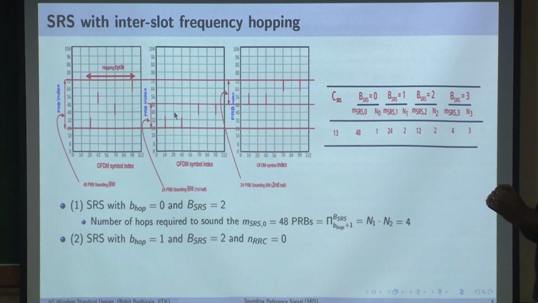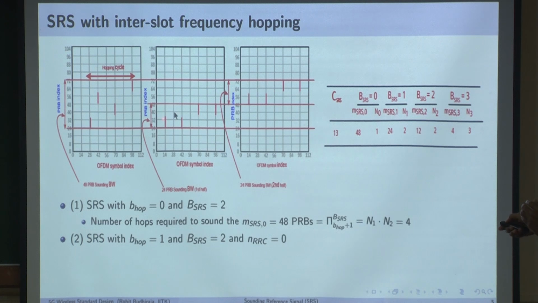This will make the difference clear between the maximum sounding bandwidth and the actual sounding bandwidth. The maximum sounding bandwidth is 48. The actual sounding bandwidth with B hop is 24, but you still need to sound out the maximum sounding bandwidth, correct? If I set B hop to 1, the actual sounding bandwidth is 24, and BSRS is 2. So in each hop, we are sounding out 12.